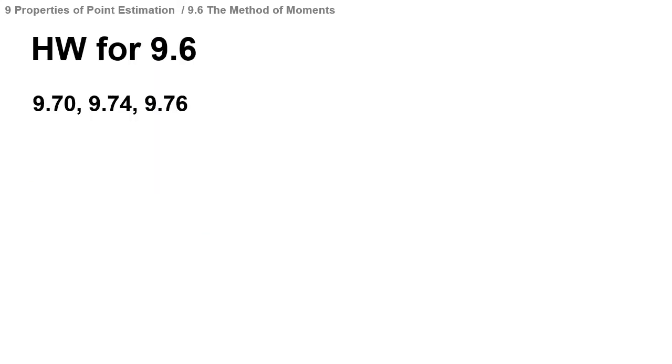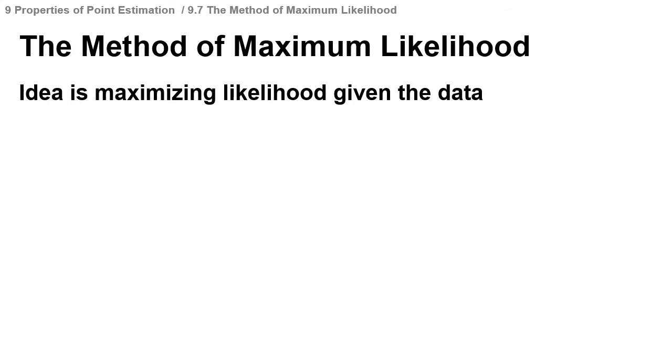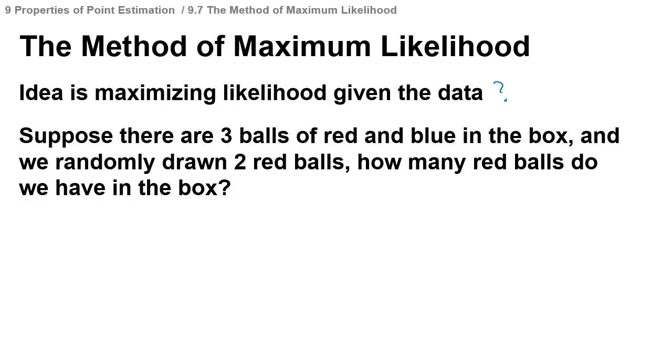Homework for chapter 9.6 are these. Let's move on to section 9.7, which is the method of maximum likelihood. The idea behind this method is we want our estimator to maximize the likelihood given the dataset. To understand what this means easily, I will give you a simple example.